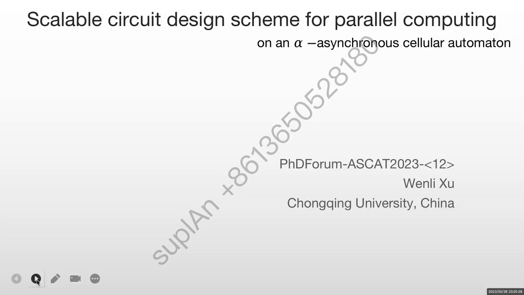The subject of my talk is Scalable Circuit Design Scheme for Parallel Computing. My talk will be in three parts. First, I briefly introduce the proven computing capabilities of CA, then propose that ACA also have parallel computing capabilities, and finally prove that asynchronous models have greater universality than Turing completeness.